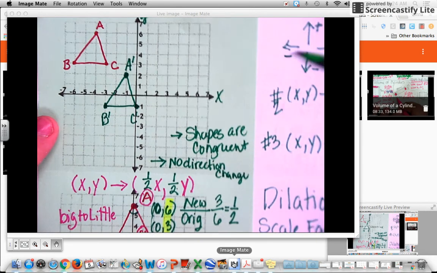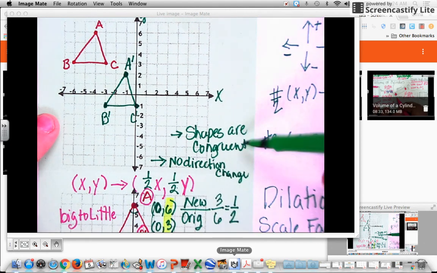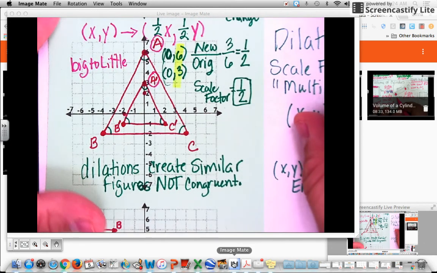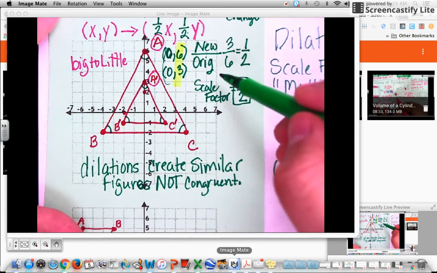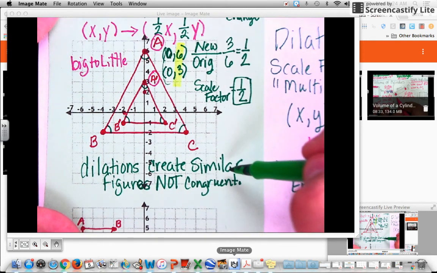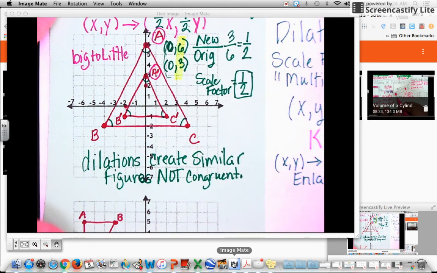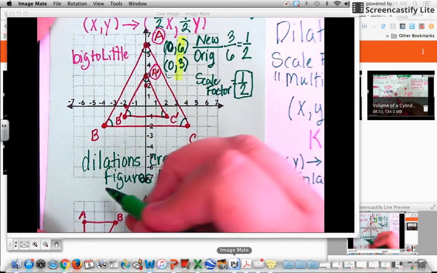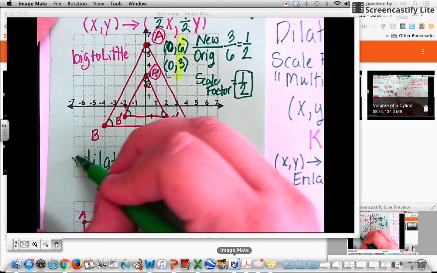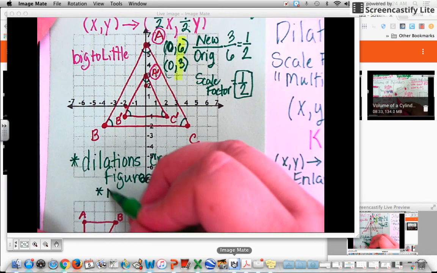So on translation, the shapes are congruent and there was no direction change. On dilation, the shapes are similar. Now, did the direction change? No. So we got to put that here. No direction change.